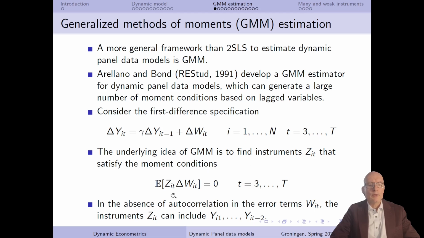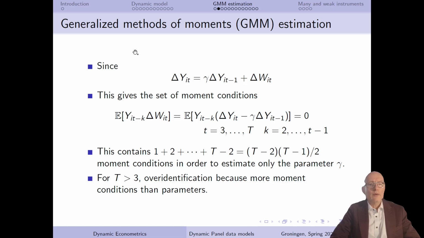So in our case, we do know that in the absence of autocorrelation in the error terms w_it, we can use these z_it as instruments. We can include y_i1 up till y_{i,t-2}, y_{i,t-2} of course because we know that k should be larger or equal to 2. So we can use y_{i,t-2}, y_{i,t-3}, y_{i,t-4}, etc., all the way up till y_i1.